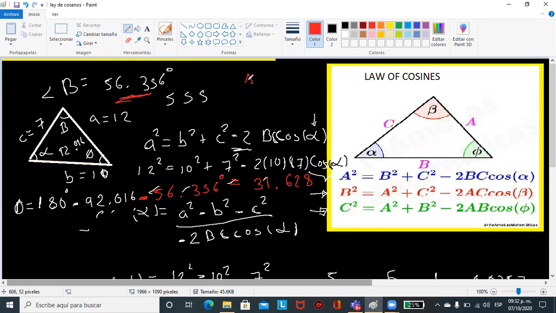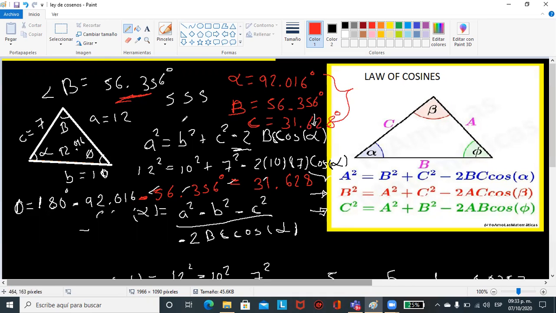And we have all the angles. We have the answer here. We have alpha is equal to 92.046 degrees. We have that beta is equal to 56.356 degrees. And we have the last one, we have C, that is 31.628 degrees. Those are the answers.